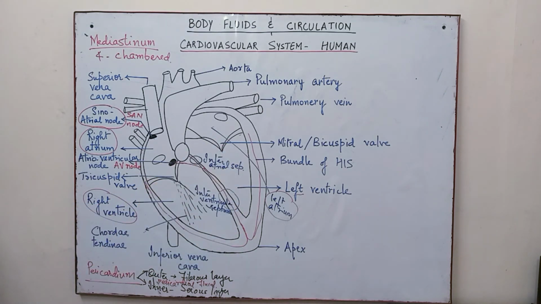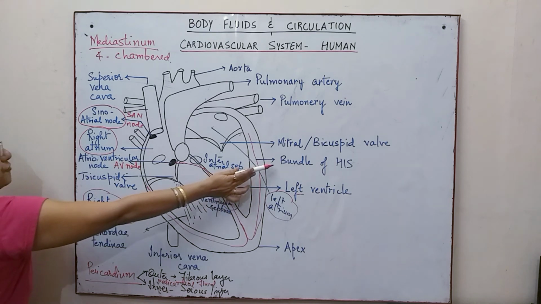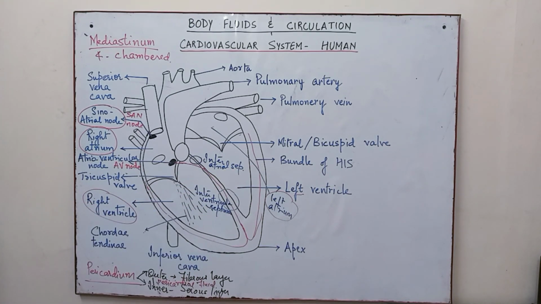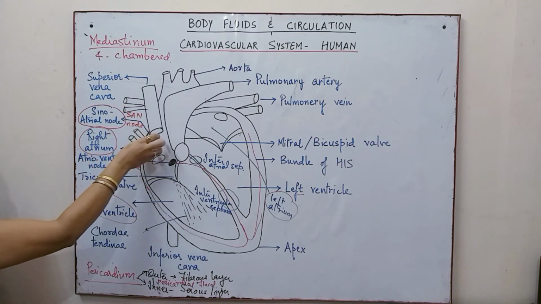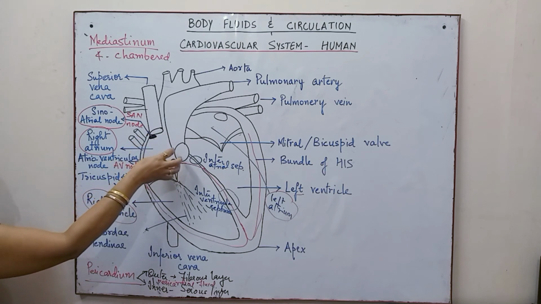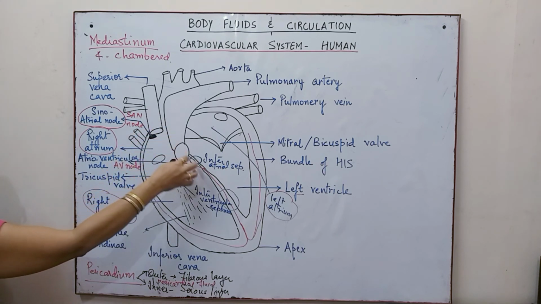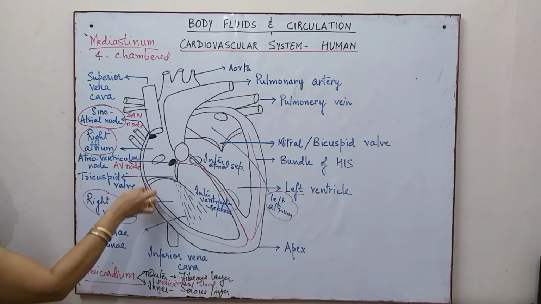Now these are known as bundle of His. The bundle of His was discovered by Wilhelm His in 1893, and it is also an important part of the conduction system. So SA node generates the impulse, it is passed on to the atrioventricular node and then to the bundle of His.